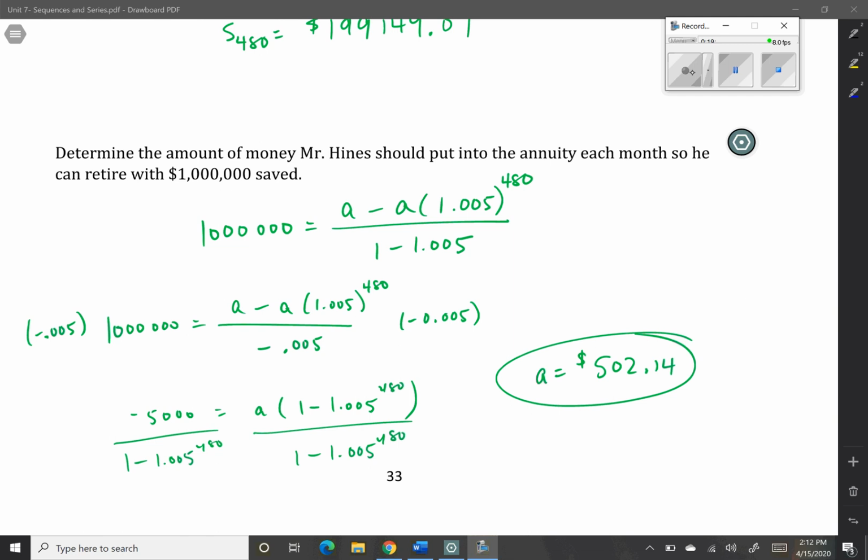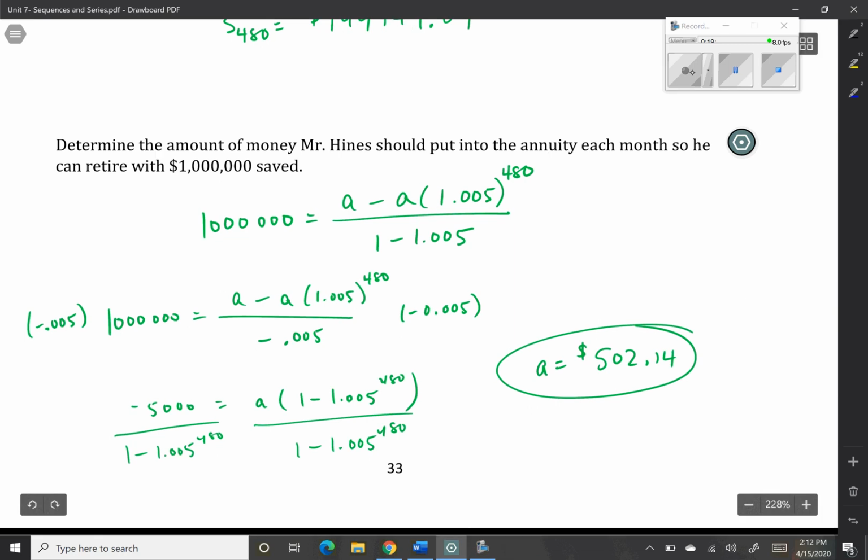So the first thing I did was I cleaned up the denominator. If I do 1 minus 1.005, I get negative 0.005. I then multiplied both sides by negative 0.005 so that these would cancel. That left me with negative 5,000. I then noticed that both terms here have A in it, so I factored out A. And then I divided away this crazy parenthesis of 1 minus 1.005 to the 480th power. This then gets plugged into the calculator, and I get $502.14.